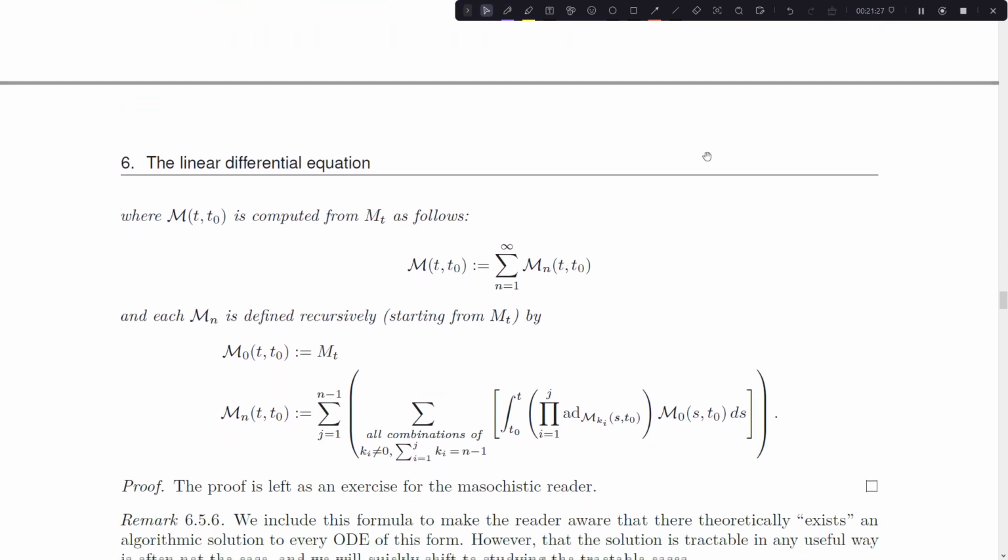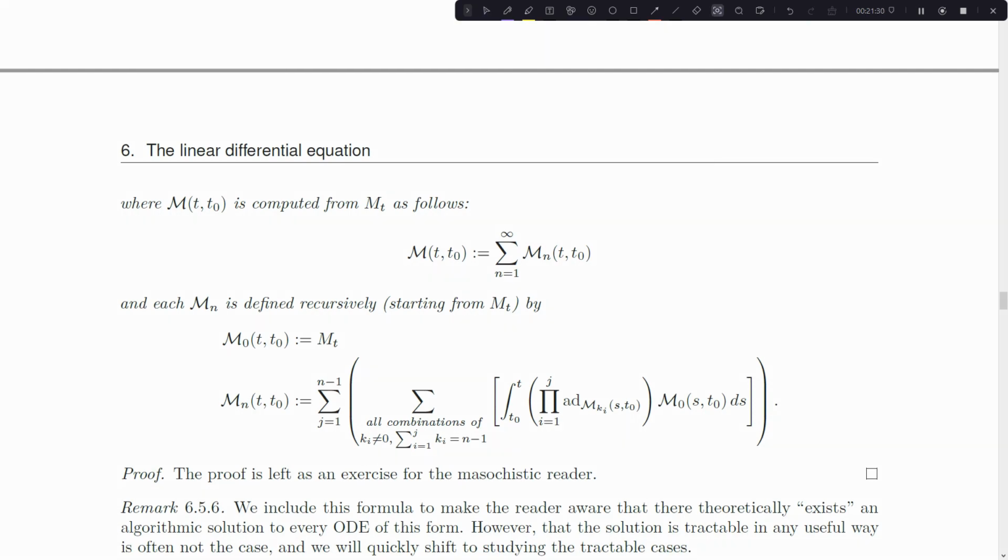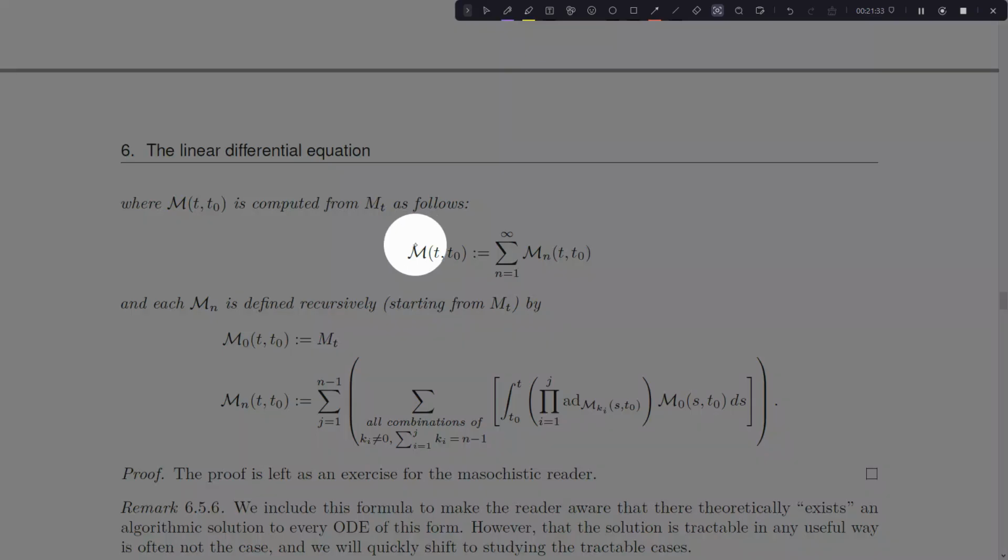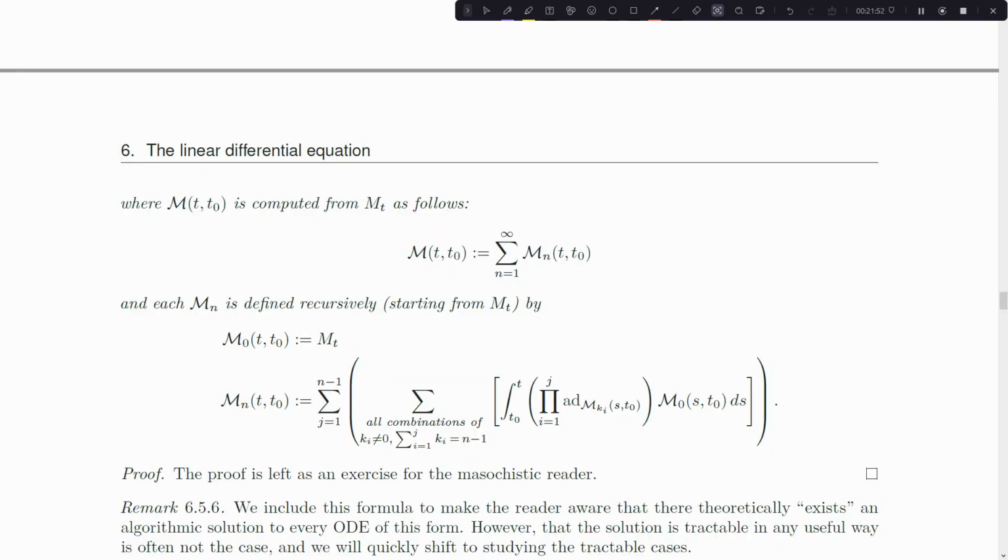Well, why would I have gone to where I went? What is this calligraphic M of t, t naught? Well, it's an infinite series. Okay, still not that bad, right? It's an infinite series of M sub n. Okay, so now I've indexed these things. Interesting. And how do I calculate these M sub n's? Well, I calculate the first one. That's just M of t. So this is in fact the linear operator of the Cauchy problem.